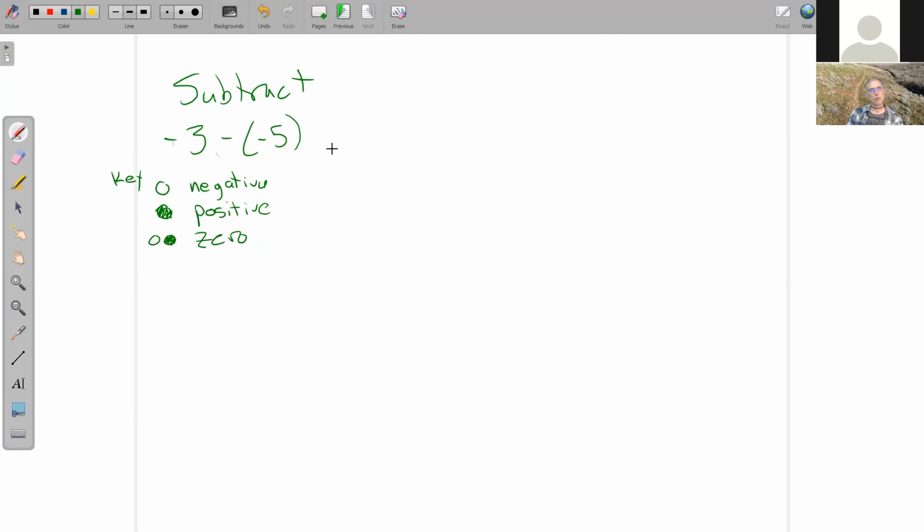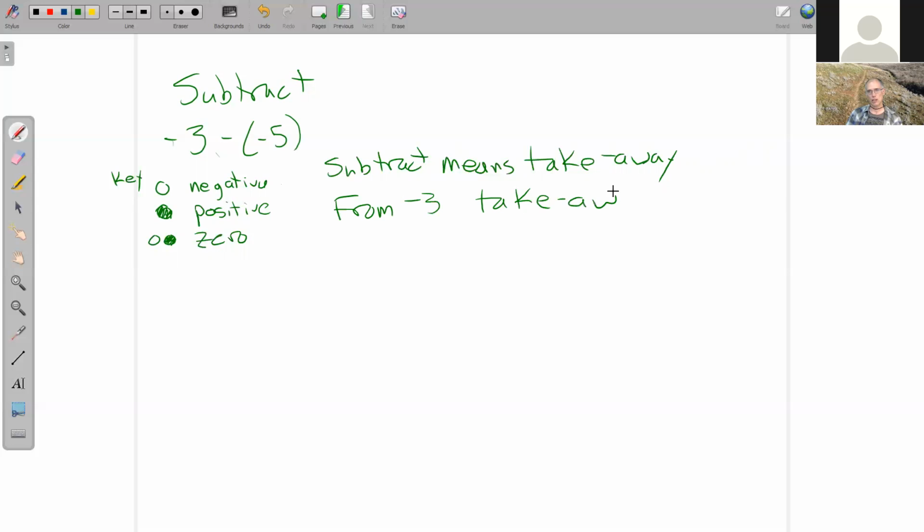And then what does subtract mean? I'm going to go with the takeaway again. So subtract means takeaway. And so the question here would be from -3 take away -5. So how do we go about doing that?